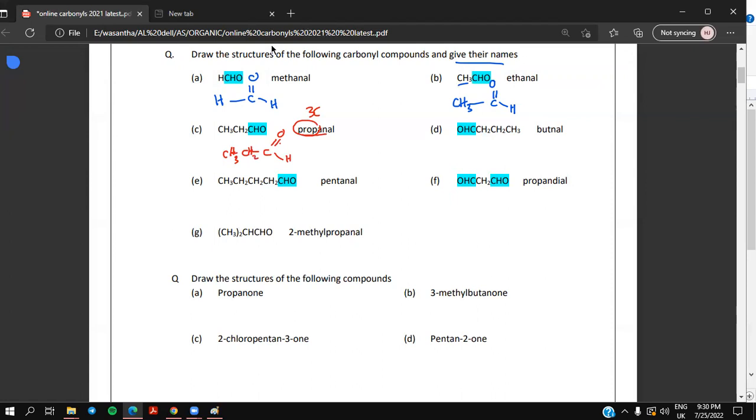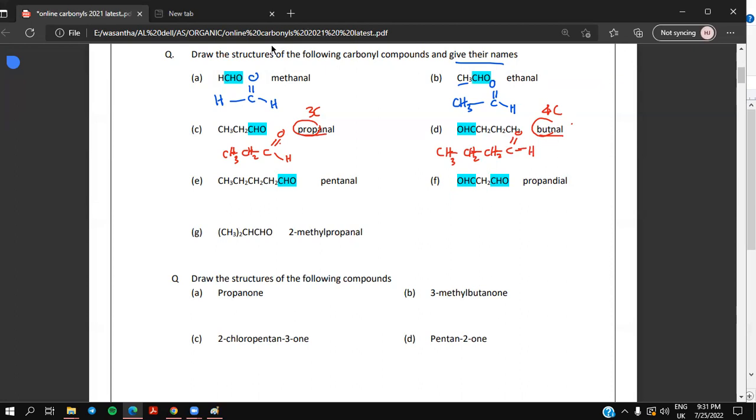Now D, butanal. But means 4 carbon. It's a 4 carbon containing aldehyde. 1, 2, 3, 4. Butanal means there should be a carbon double bond oxygen and hydrogen. And here we have to have CH3, CH2, CH2. This is the butanal structure.